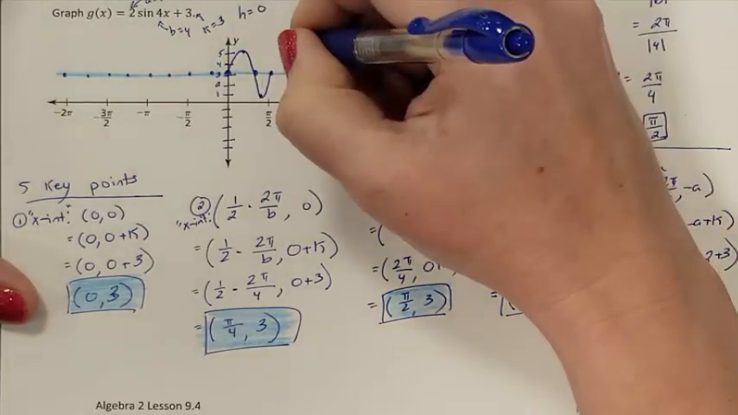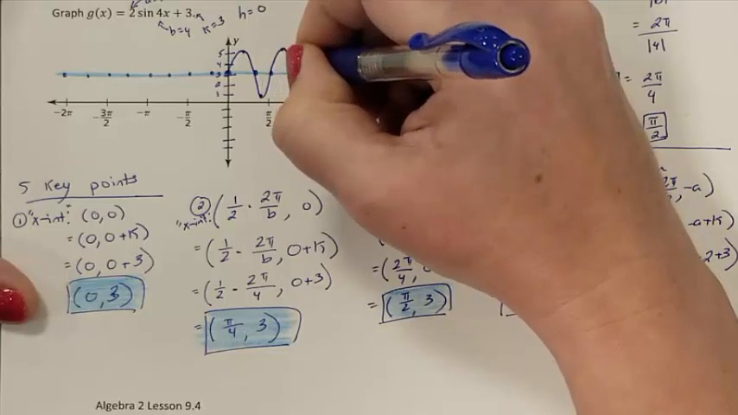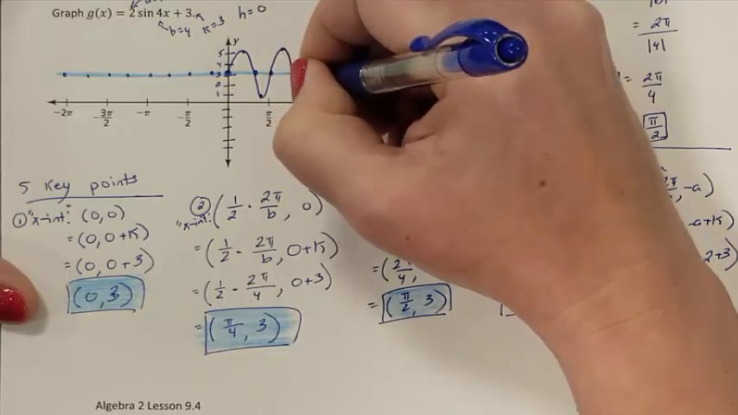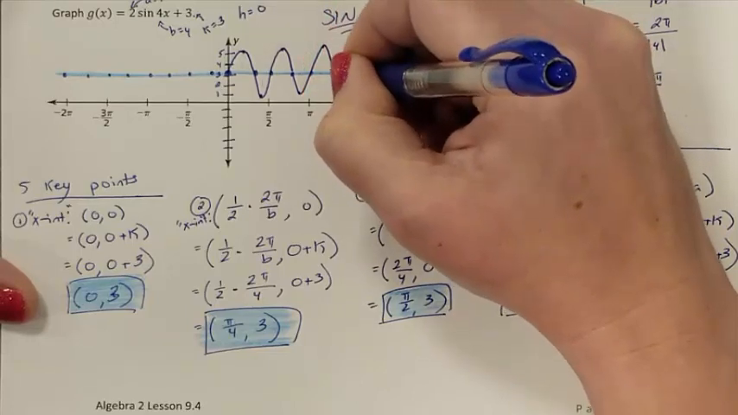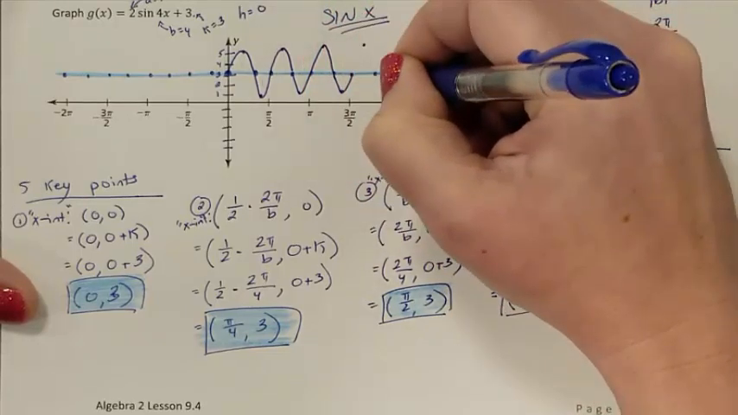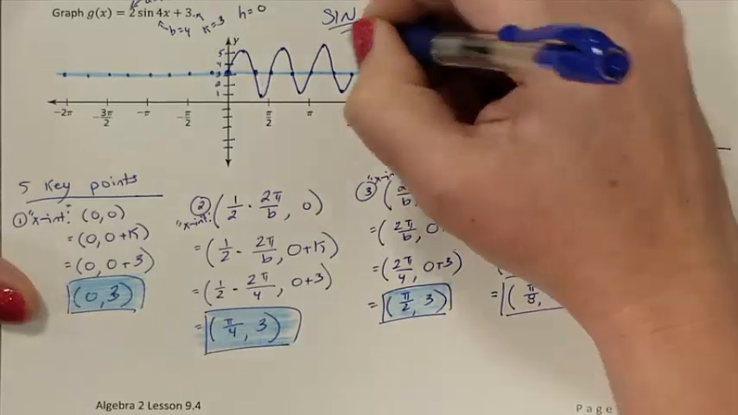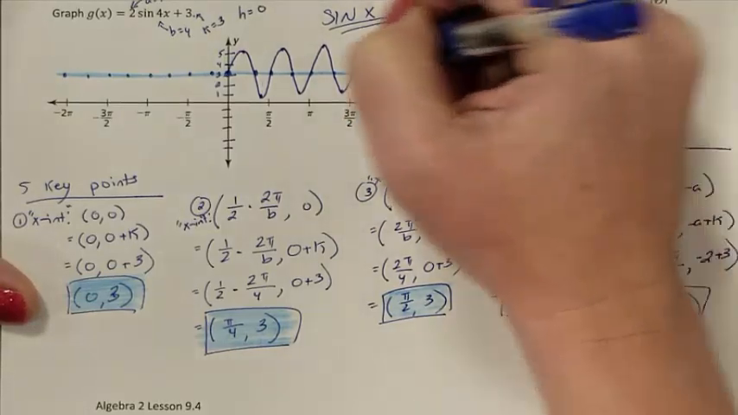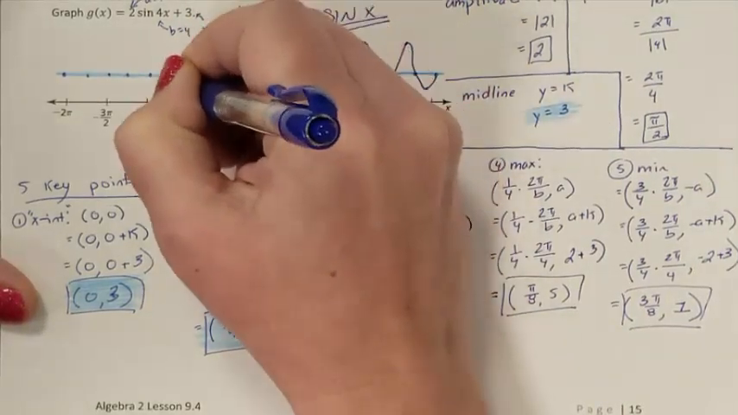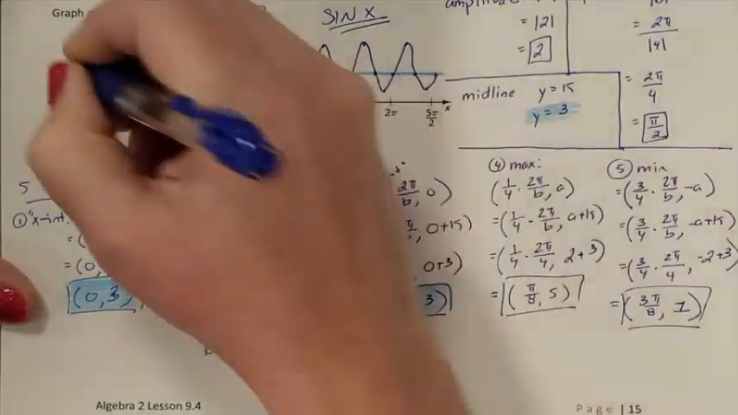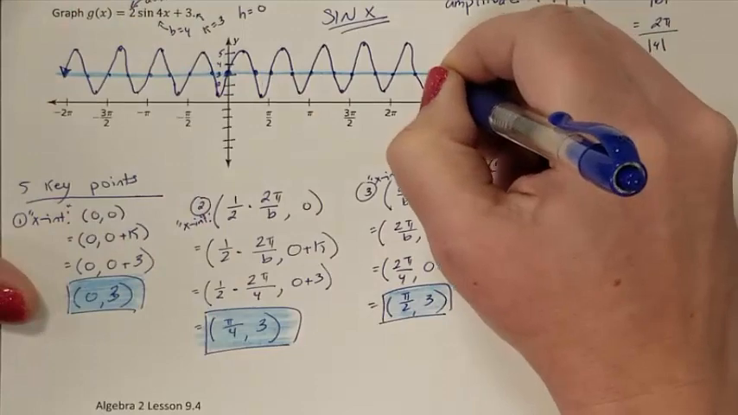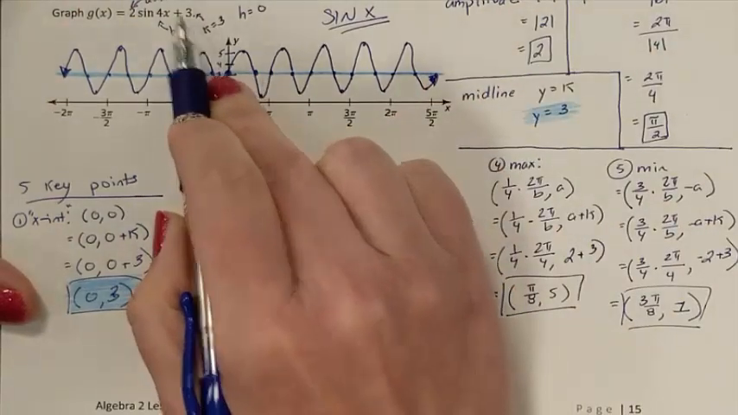So I had to go up to 5, and then I had to go down to 1. I had to go up to 5, down to 1. And we're going to keep going up to 5, down to 1, all the way through. You got to make sure you do it all the way through. So here is our graphed sine with a vertical shift.